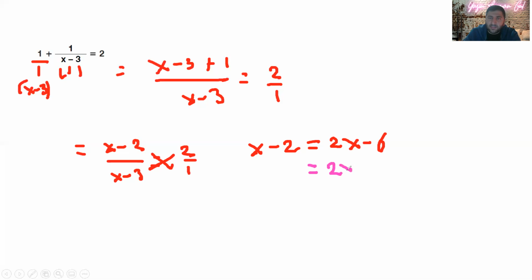2x is here. This x taken to that side is going to be minus x, equals negative 2 is here. Let me first take this 6 to that side. It will be positive 6 because it's negative now. Minus 2 is here. That equals, 2x minus x will be x, and 6 minus 2 will be 4. So the value of x is 4, guys.